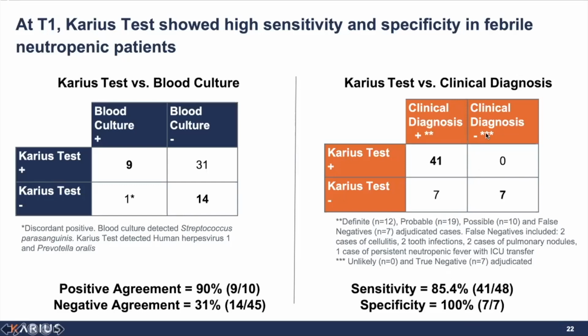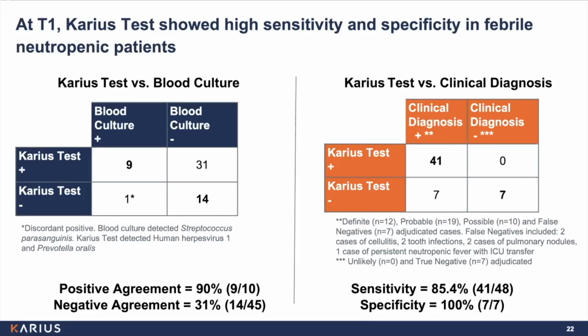So possible explanations for this discordance were that either the blood culture was a contamination, as it was only detected in one blood culture, or that the time elapsed between the sample collection allowed for the antibiotics to work. Now, once we did the clinical adjudication, to the right, we see the comparison of Karius test and clinical diagnosis. Again, this translated into a sensitivity of 85.4% of the cases.